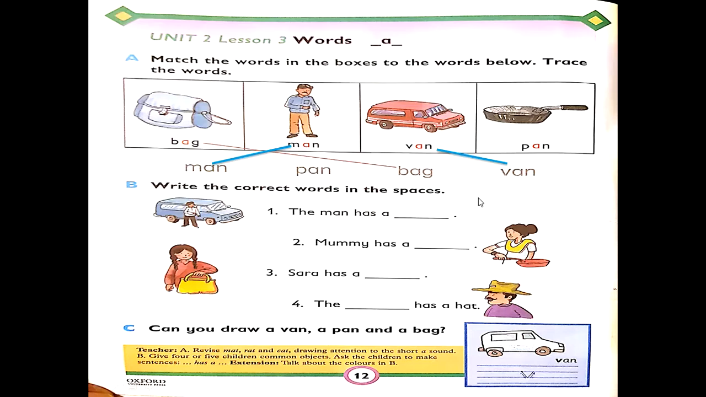Exercise B is write the correct words in the spaces. The man has a dash. What is near the man? So it is a van, and we will write here van. He has a dash. What does mummy have in her hand? That is a pan. Pan. Mummy has a pan. Rest of the two spaces you will fill by yourself.